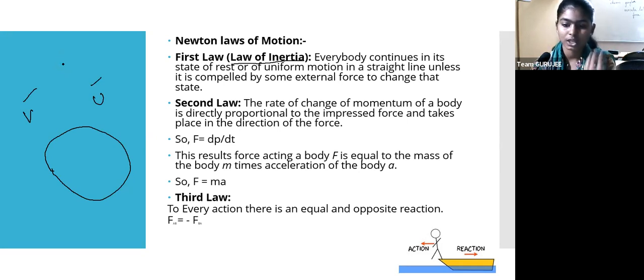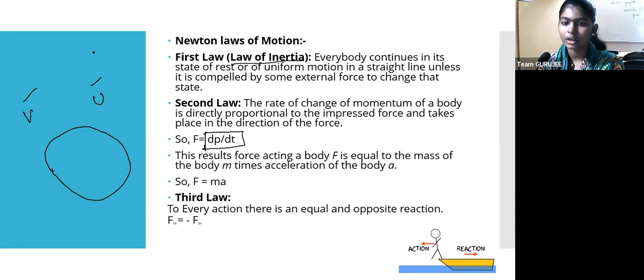With time, what change is happening? Rate of change of something means that with time something is happening. That's why rate of change of momentum is written as dp by dt. So dp by dt means your rate of change of momentum divided by time. And this dp and dt mean a difference.